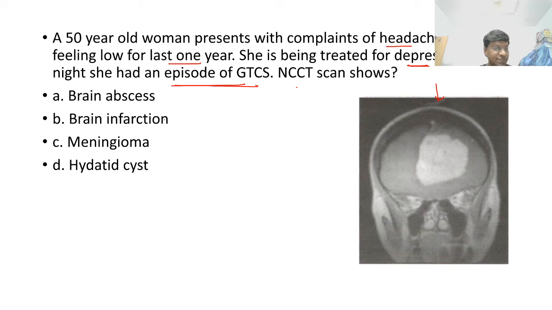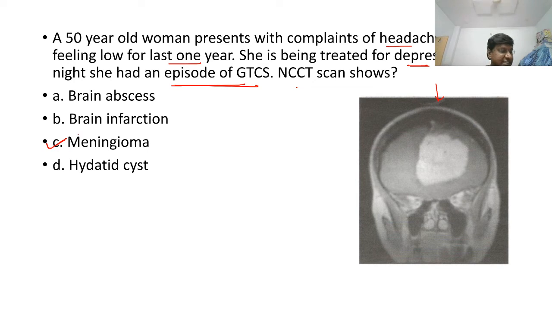Any one of you, please. Right. Any guesswork? Brain abscess, brain infarction, meningioma, hydatid cyst. Right. So if none of you answers this question, then let me just give. Very good, Ravi. Ravi, you're correct. This is a meningioma.